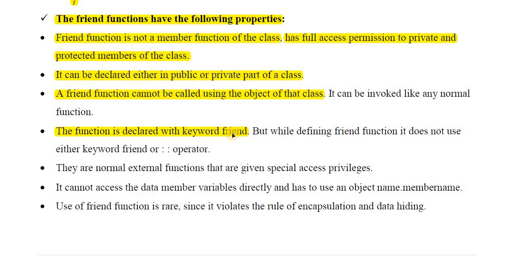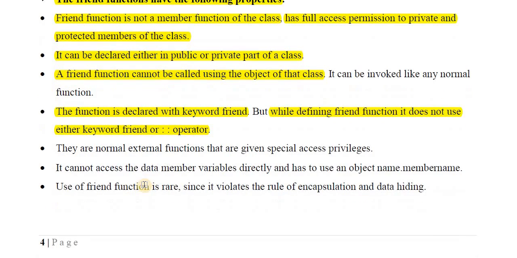But only for declaring do we use the friend keyword; for defining a friend function we do not use the keyword friend or the scope resolution operator. So a friend function is declared using the friend keyword, but in the definition don't use the friend keyword. These are normal external functions. External means they are not defined inside the class. They are defined outside the class body, hence they are called external functions. So friend functions are normal external functions having special access privileges.